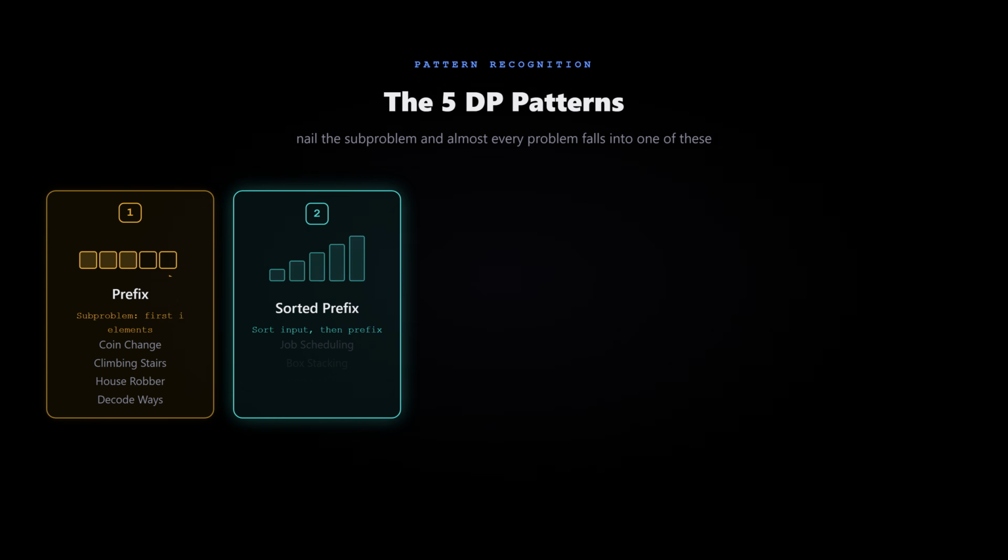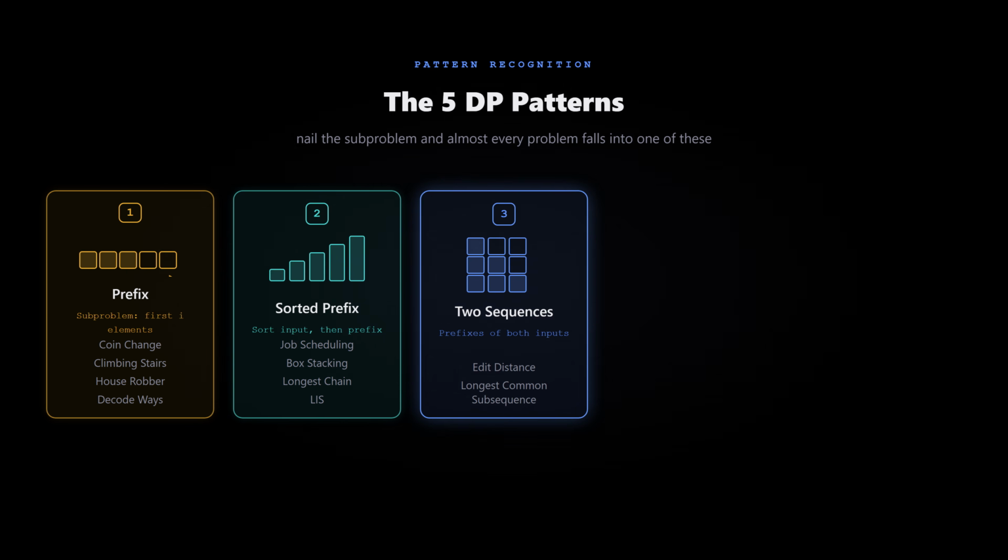The second pattern is sorted prefix DP. Same idea, but before applying DP, you sort the input in a useful order. This shows up in problems like weighted job scheduling, box stacking, longest chain of pairs, and sometimes LIS-style problems. You just sort it first so that the dependencies only go in one direction. The third pattern is 2 sequences DP. Now your state depends on prefixes of 2 inputs. We just saw this with edit distance. Longest common subsequence is another classic example. The DP table is usually 2-dimensional, DP of i, j.